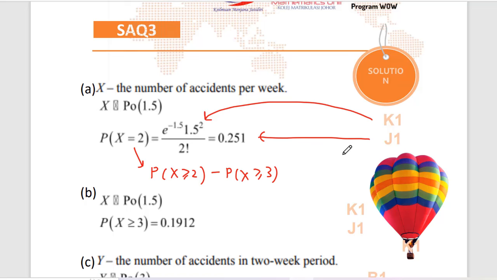And then for part B, find the probability there is at least 3 accidents in the same week. So, it means the number of accidents per week. We can use the same definition as part A. So, X follows Poisson with lambda 1.5 as well. Okay, same as part A.